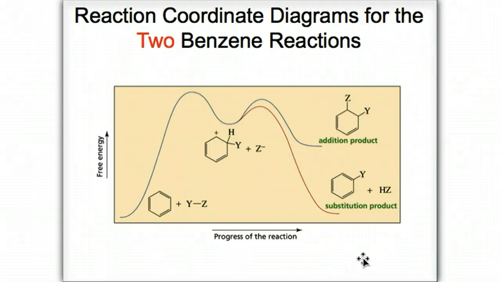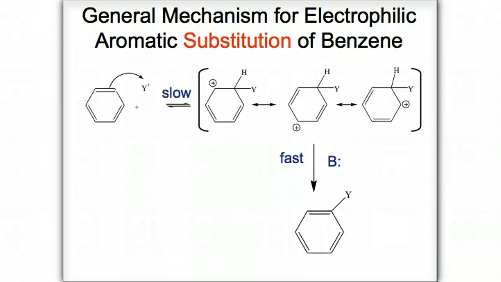Let's look at the general mechanism of electrophilic aromatic substitution of benzene. Because electrophilic substitution of benzene involves the reaction of an electrophile with an aromatic compound, it's called an electrophilic aromatic substitution reaction. An electrophile substitutes for a hydrogen of an aromatic compound. That's actually what's happening. In the first step, benzene reacts with an electrophile, forming a carbocation intermediate, a relatively slow reaction.